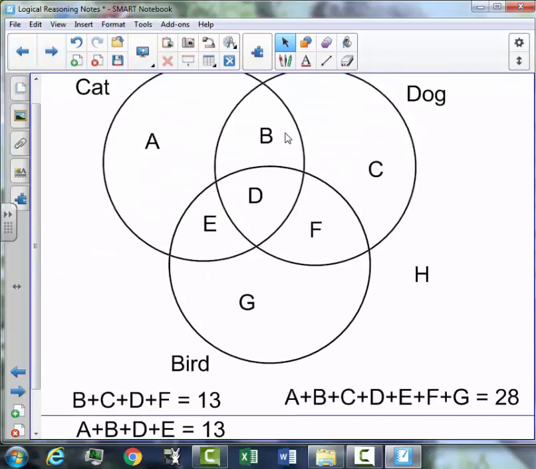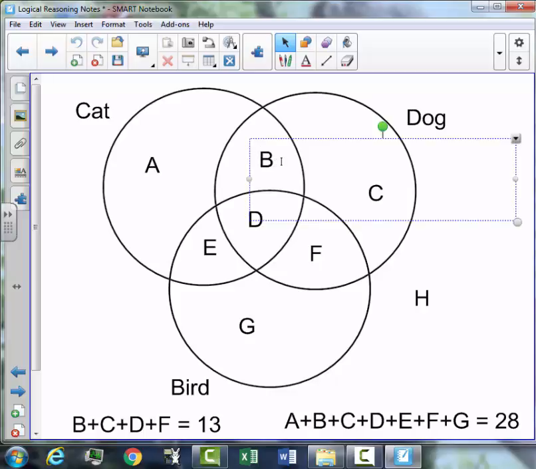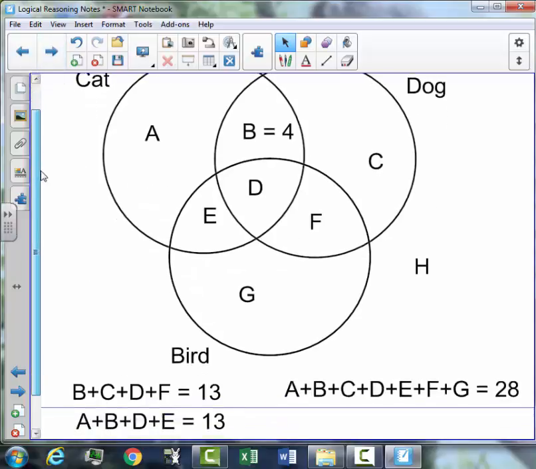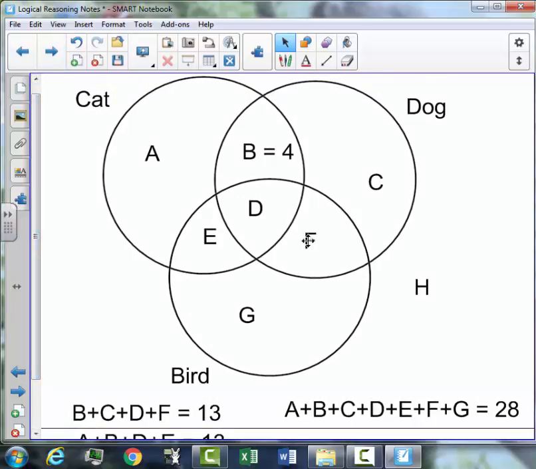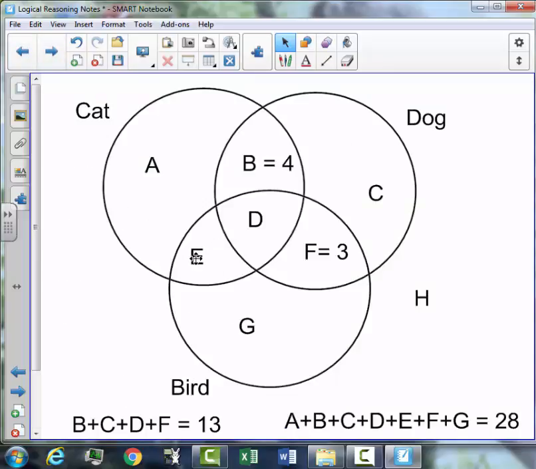The cat and dog only is this one right here, B. B straight up is that number. So there's 4 right here. So I may as well just change that and make B equal 4. Cat and dog only is 4. If you have a dog and bird only, that's 3. So dog and bird only would be here. What did I just say that was? 3. 2 have a cat and bird only. So cat and bird only is 2.